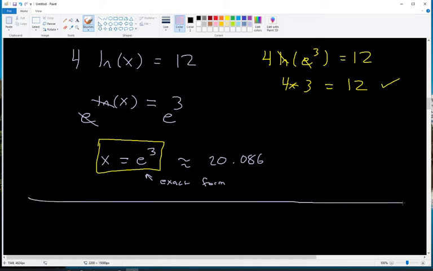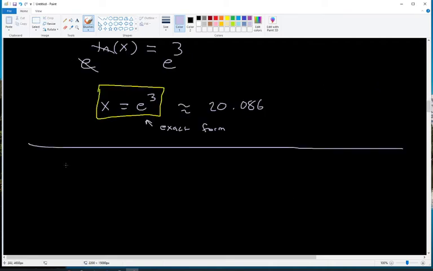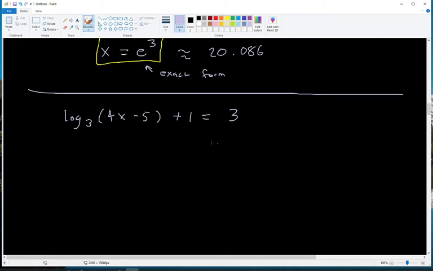Okay, so we're going to do a couple more of these logarithm types. Let's say we have log base 3 of 4x minus 5, plus 1, equals 3. Just like with the exponential types, you need to get the logarithm by itself first. So we're going to subtract the 1 across, and 3 minus 1 is 2, so this equals 2.